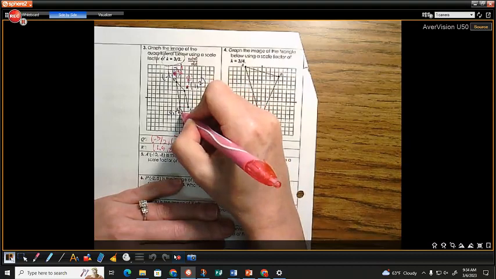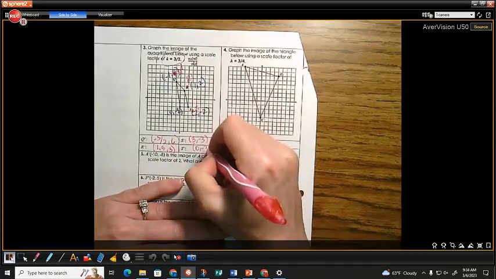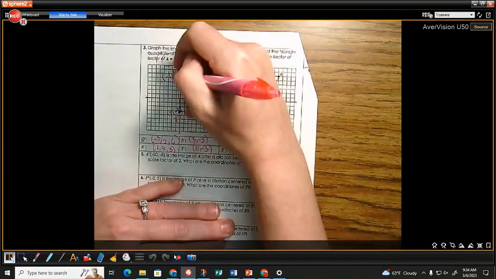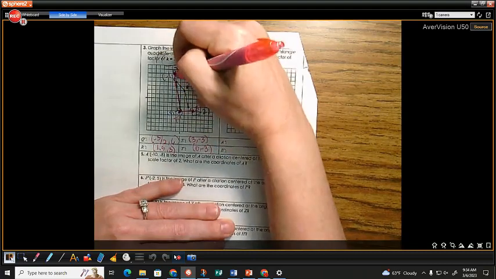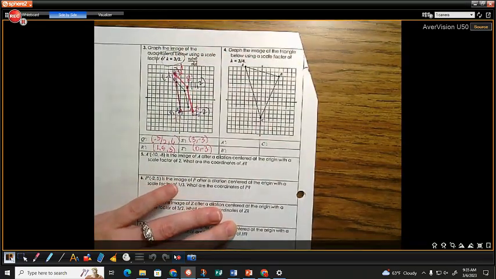And T prime is at 0, -3? And that's T prime. And so, I'm going to connect my pretty dots. Does it look bigger? Yes. Do the things look parallel? Yes.